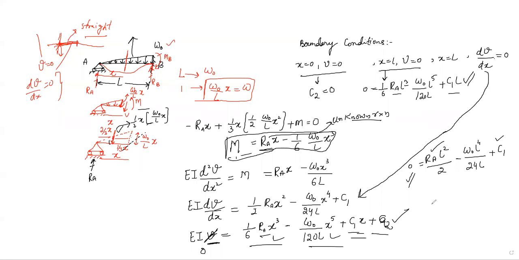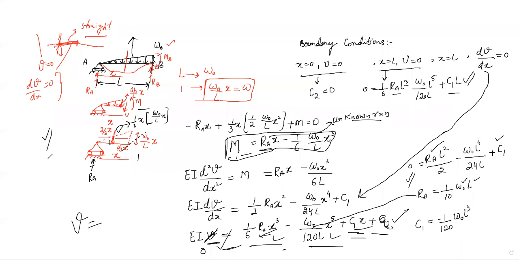Once we solve these equations, we'll get the value of RA is equal to 1/10 W0 into L. W0 is known to us, L is also known to us. And the value of C1 will come out equal to minus 1/120 W0 L cube, which I am leaving as homework to students. So substitute the value of RA and C1 in this equation, and we will obtain the equation of the deflection curve. So this is the procedure of finding the equation of the deflection curve in case of statically indeterminate beams.